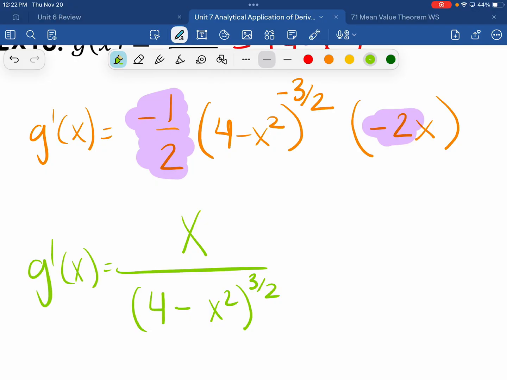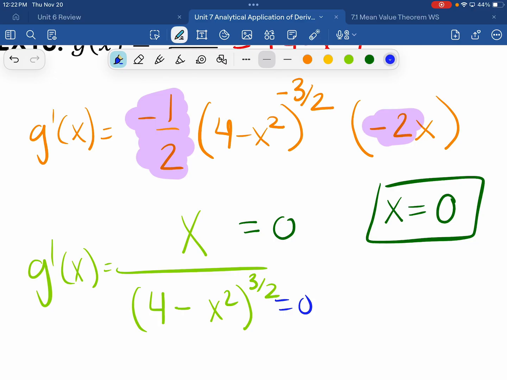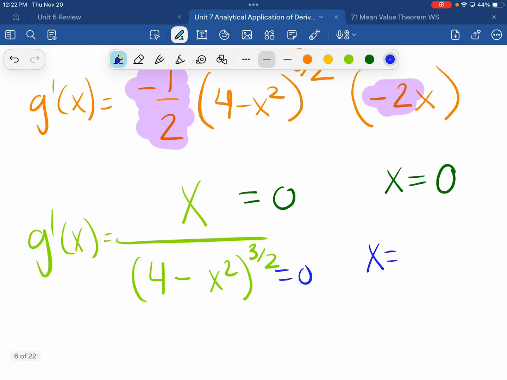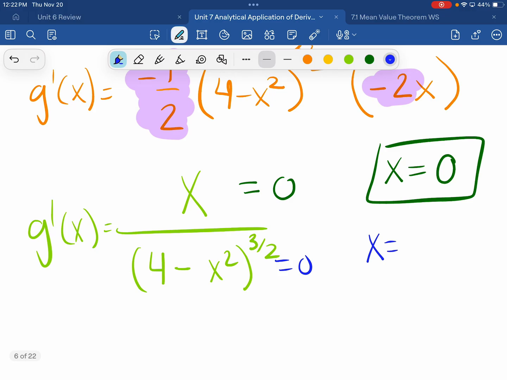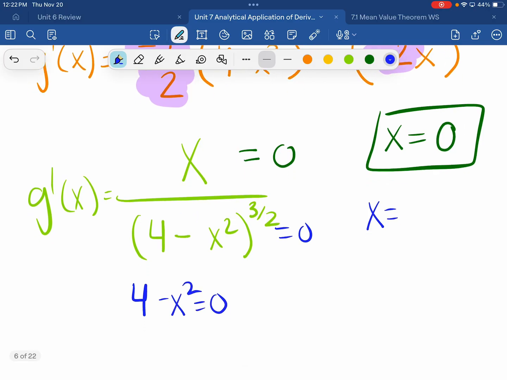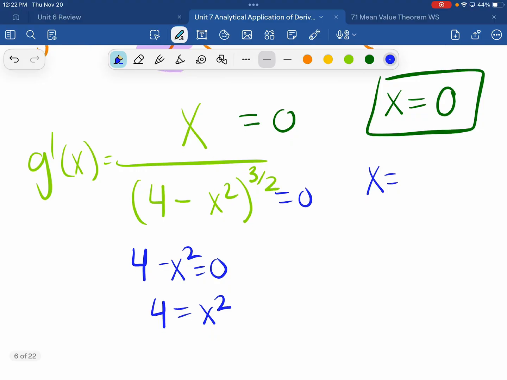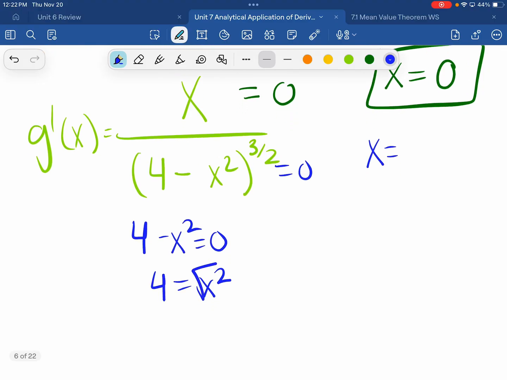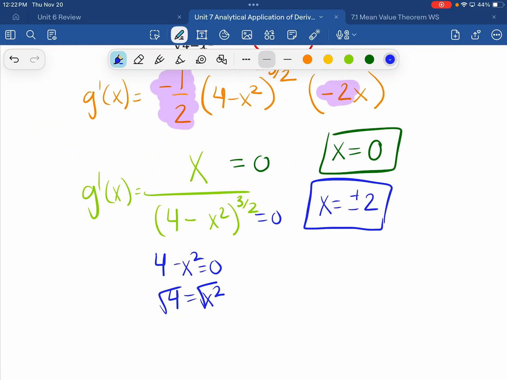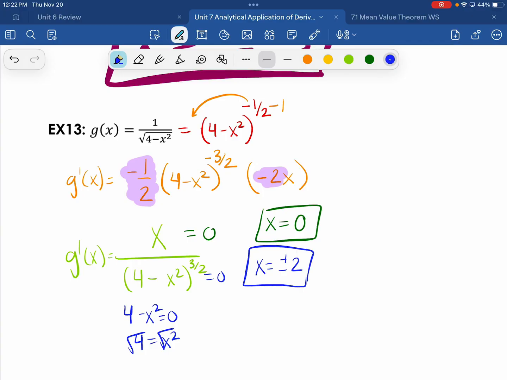Okay, so now my derivative looks a whole lot better, and so I'm going to set the top equal to 0 and the bottom equal to 0. When you set the top equal to 0, you get 0. And when you set the bottom equal to 0, you get... All right, so do we care about the 3/2? No. So we're going to go 4 minus x squared equals 0. Add the x squared. Square root. Plus or minus 2. All right, so you have 3 critical points. You have 0, positive 2, and negative 2. So all of them are critical points.